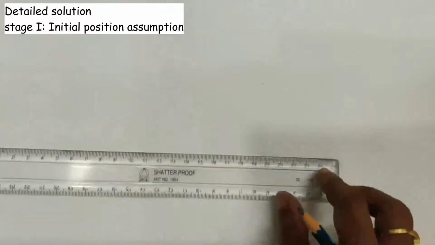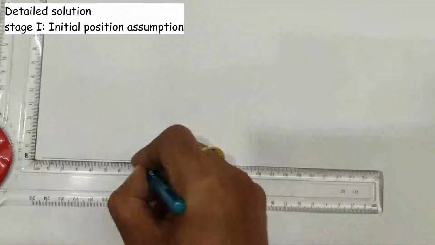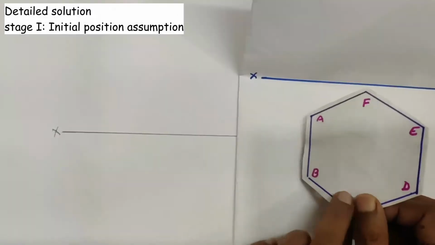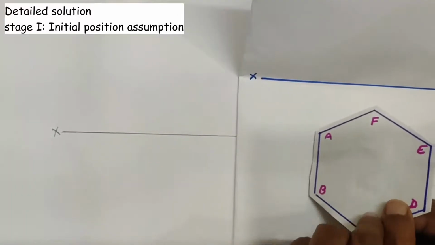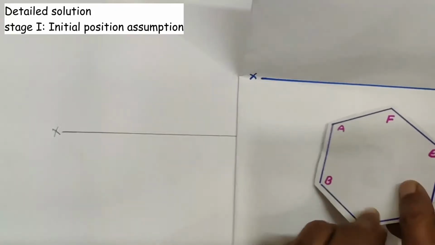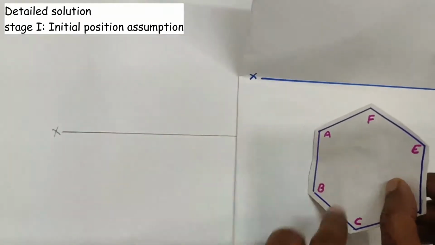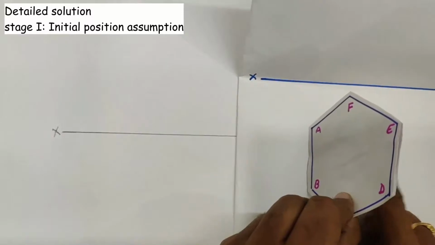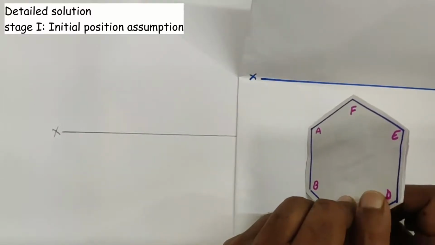Under the detailed solution, now we are entering into the first stage solution, that is the initial position assumption. In the initial position assumption, we'll start with drawing the true shape of the plane. Before drawing the true shape of the plane, first we'll draw the XY line. In the problem it is mentioned that this hexagonal plane is resting on one of its sides, say AB, on HP and its surface is inclined at an angle of 45 degrees to the HP.